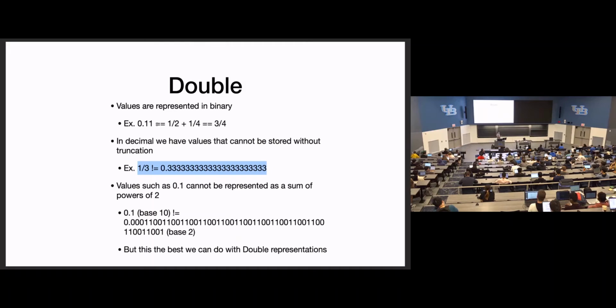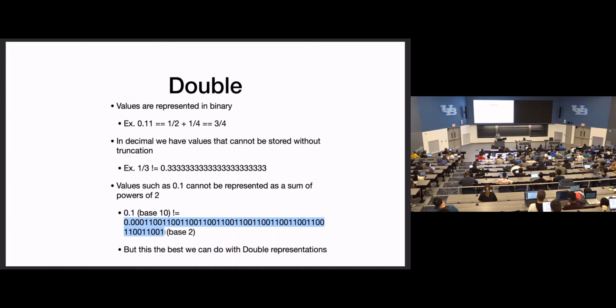We lose that information. So for example, the value 0.1 in base 10 can't be represented exactly as the sum of fractions of powers of 2. So 0.1 in base 10, if we convert that to base 2, in base 2, it's going to be this value, which of course in double notation, the decimal would be right here. And then the exponent would be -4.